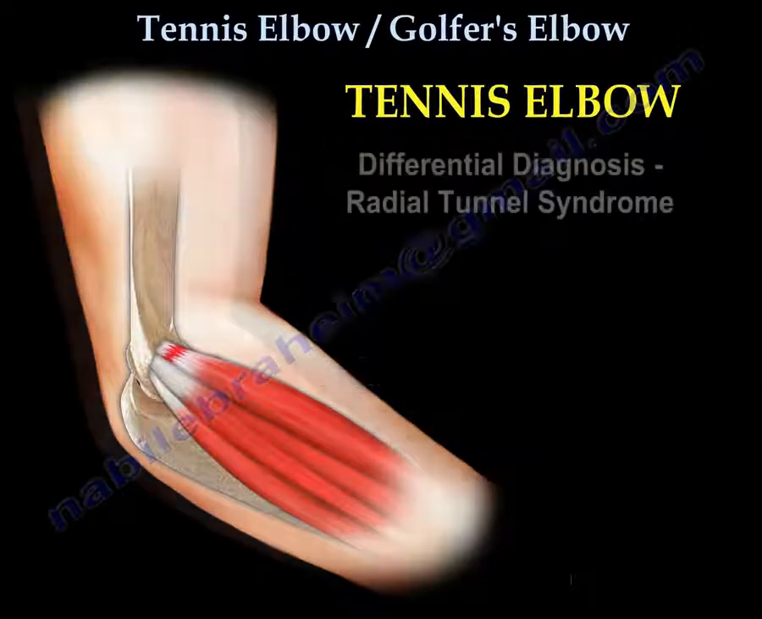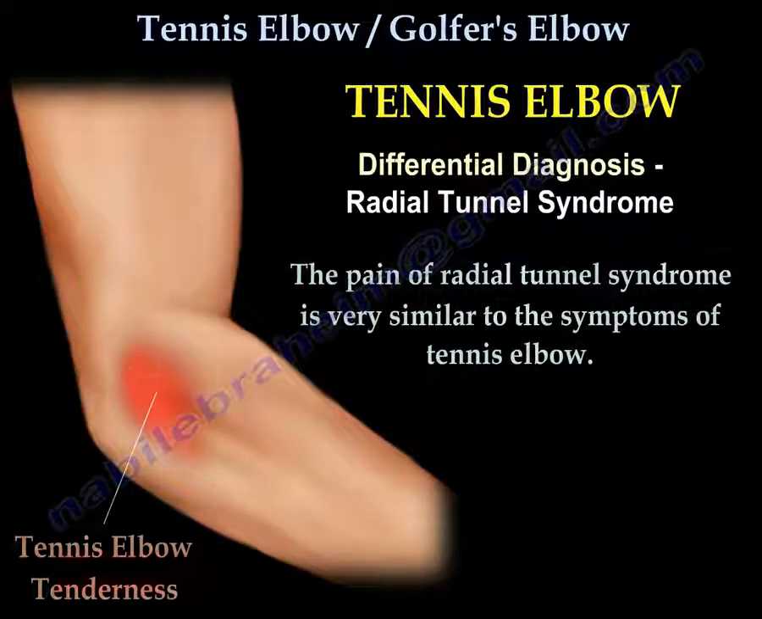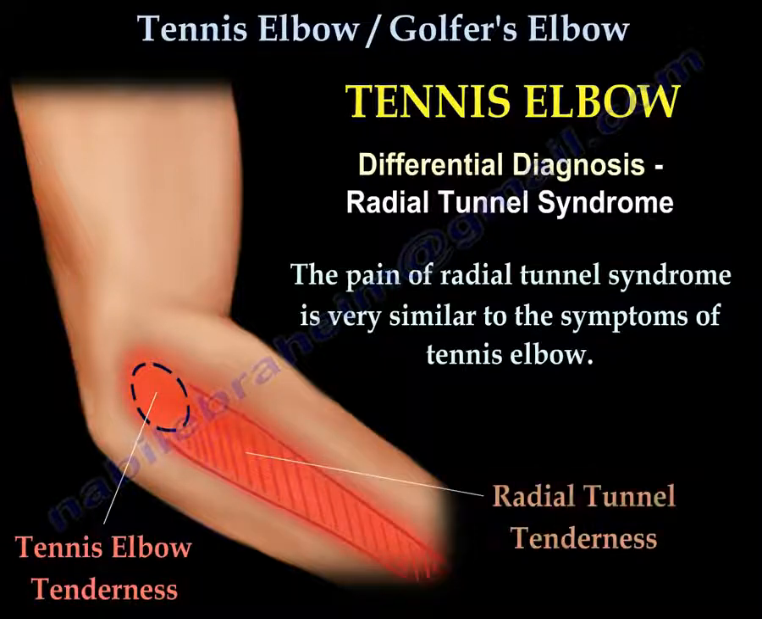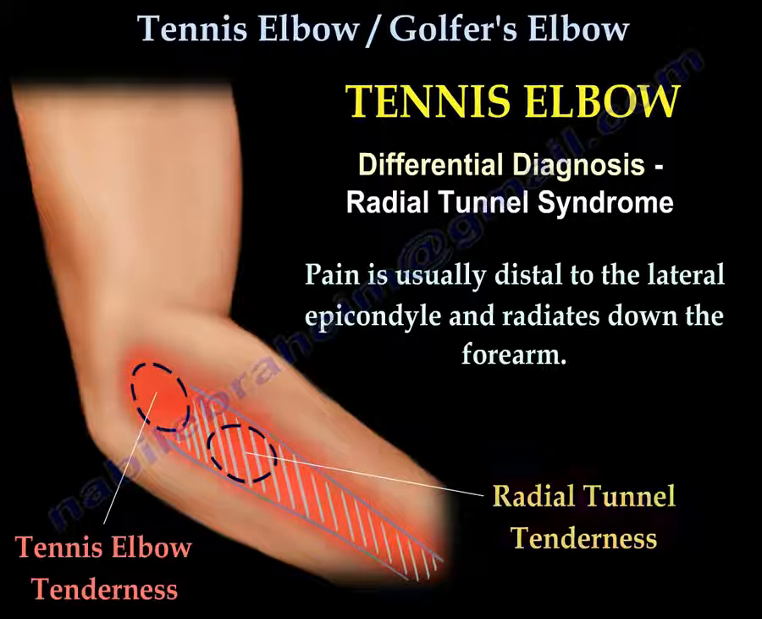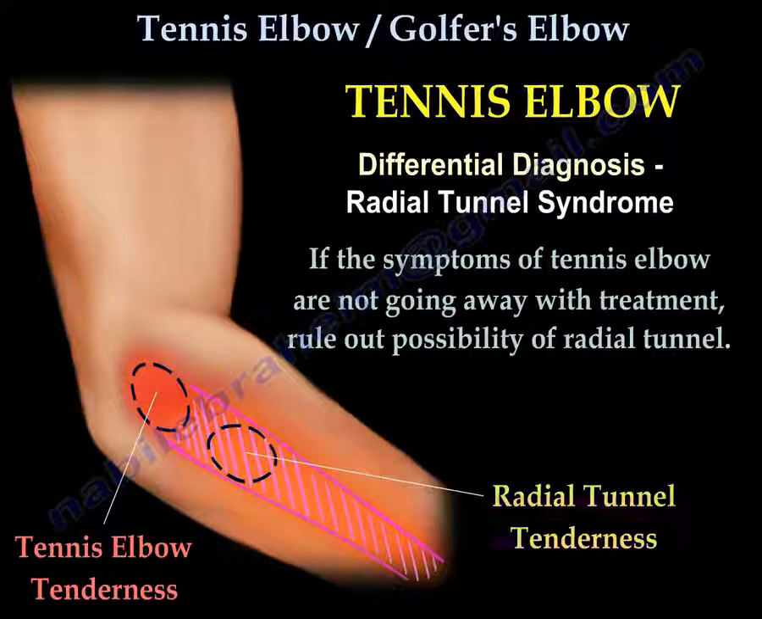Differential diagnosis: radial tunnel syndrome. The pain of radial tunnel syndrome is very similar to tennis elbow pain. However, the location of the pain is distal to the lateral epicondyle and it radiates down the forearm. If the symptoms of tennis elbow are not improving with treatment, rule out radial tunnel syndrome.